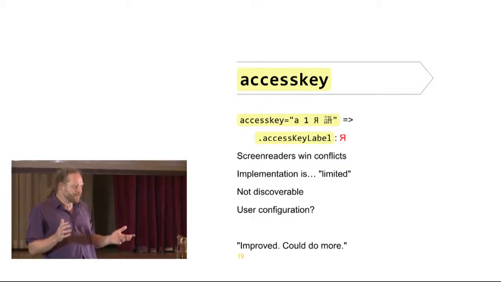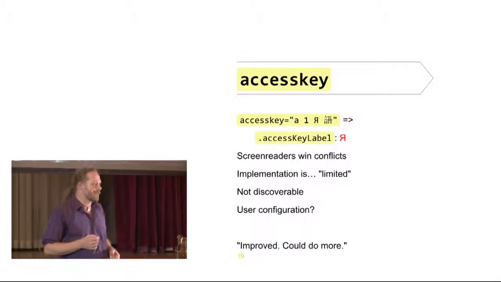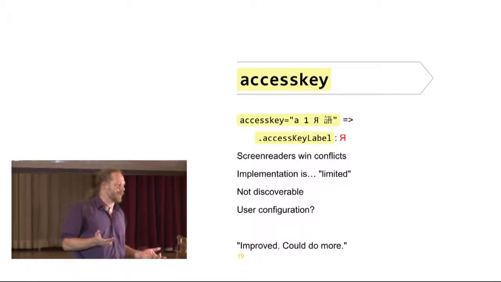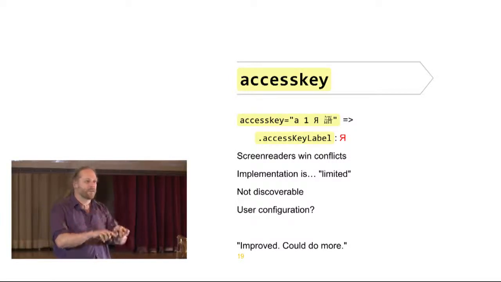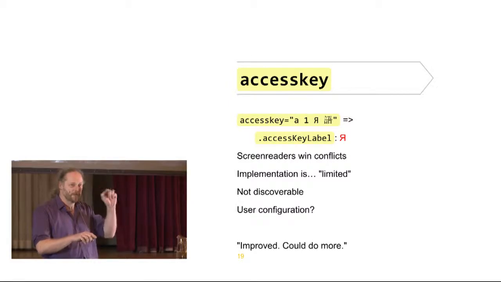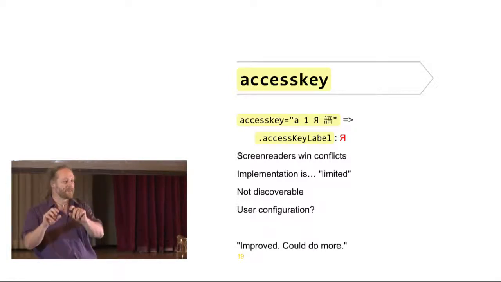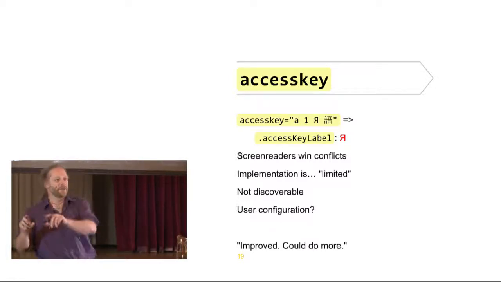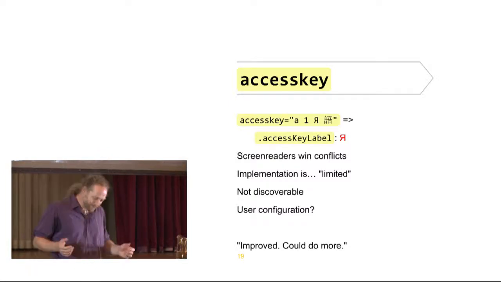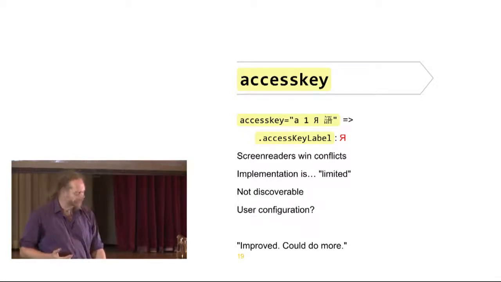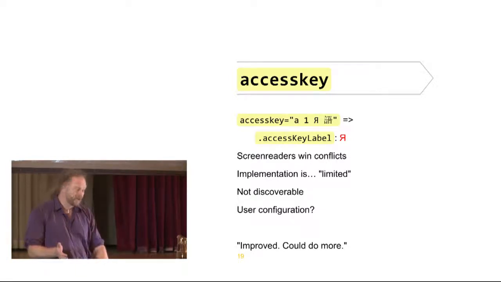Implementation is still limited, as I said. How do you know what access keys are there? It's not discoverable in any browser. Some screen readers, if you get to the thing that had an access key, tab, tab, tab, tab, 78 times, it's saying, important link, access key, I. Oh, if I'd known that 78 tabs ago, I would have saved myself a lot of work. How come users can't configure it? Fixing that is trivial. So access key has improved. It could do more.